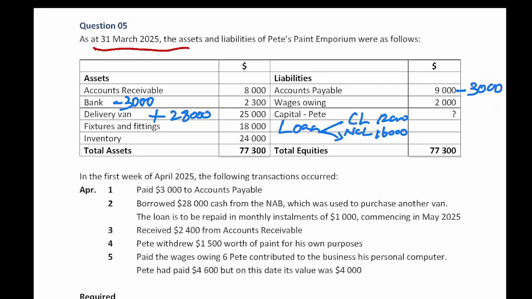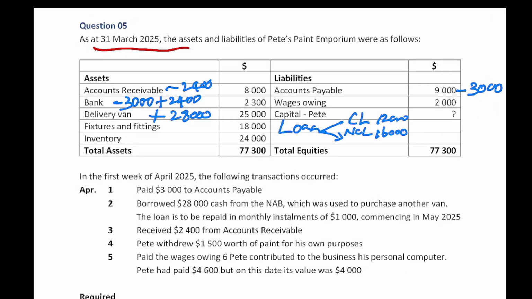Right. Then third one. Receive 2,400 from accounts receivable. What would you do? Cash at bank increases by how much? 2,400. Then any other item? Accounts receivable decreases 2,400. That's it. Wonderful.